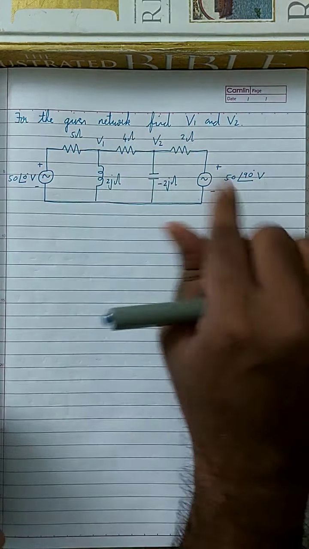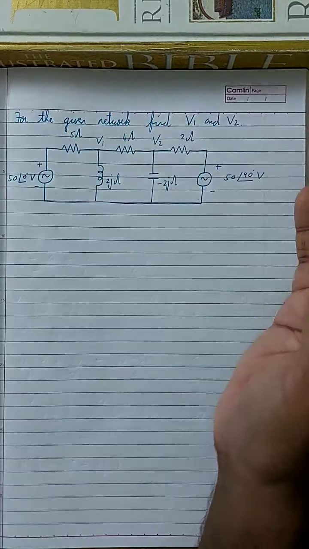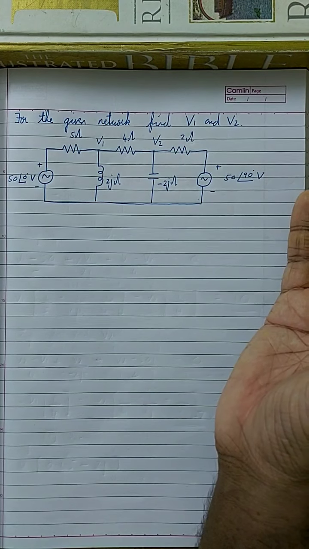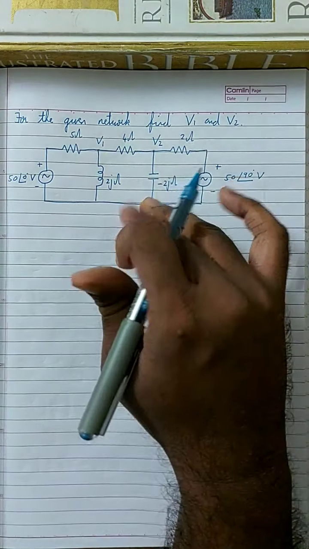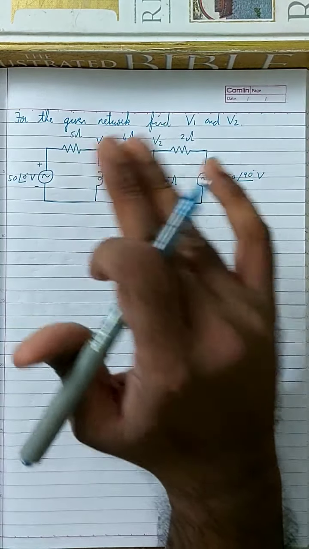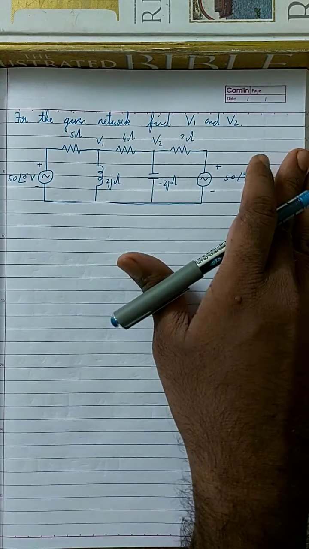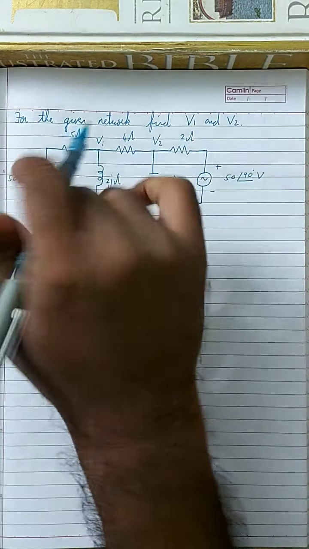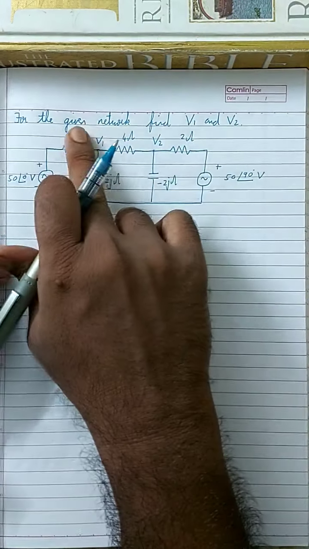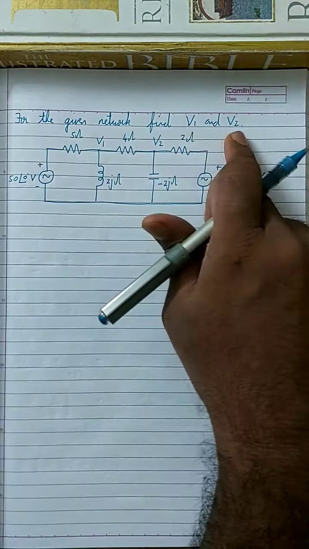There is no difference. When you're doing DC circuits, only resistors are there. In an AC circuit, there are resistors, capacitors, and inductors, which means basically the impedances are all written in complex numbers. That's the only difference. So let's do this question. For the given network, find V1 and V2.